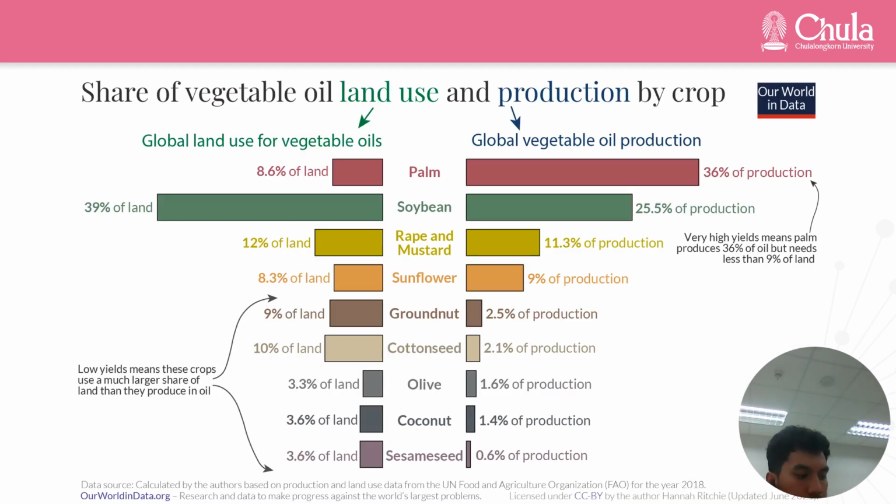Now, palm oil has the biggest consumption rate and also the biggest production rate in the world. Palm oil also has very high yields, meaning the oil palm tree produces, in this data, 36% of oil, but needs less than 9% of land.